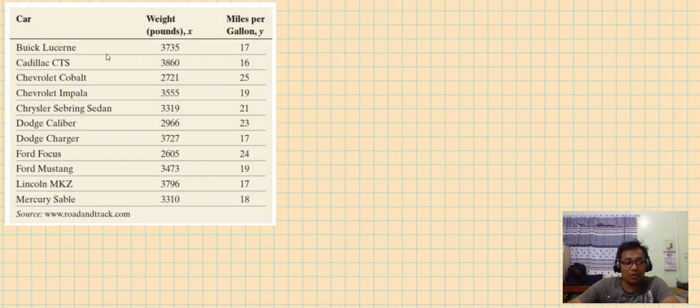We have 3 columns. The first column is the name of the car. The second column is the X, the weight of the cars. And the third column is the Y, the miles per gallon. So, we want to determine if there is a linear relationship between the weight of the car and the miles per gallon it can run. I mean, how many miles per gallon of liter the vehicle can run.